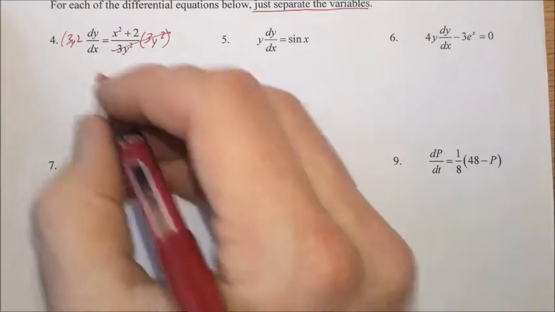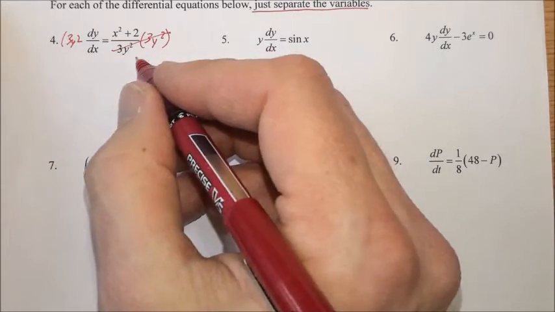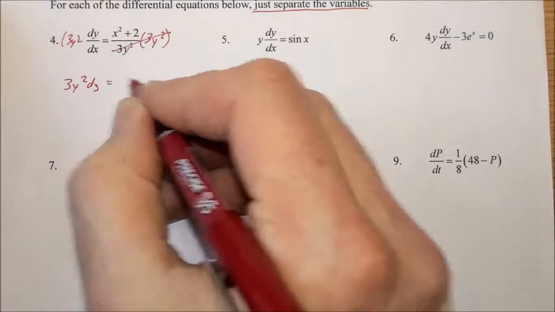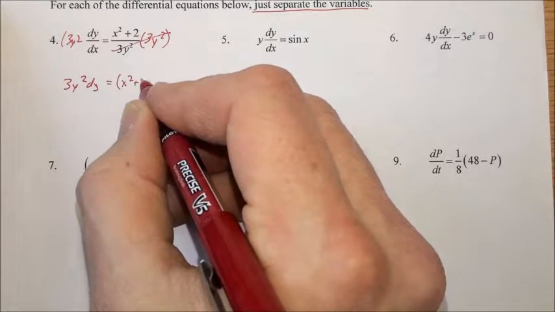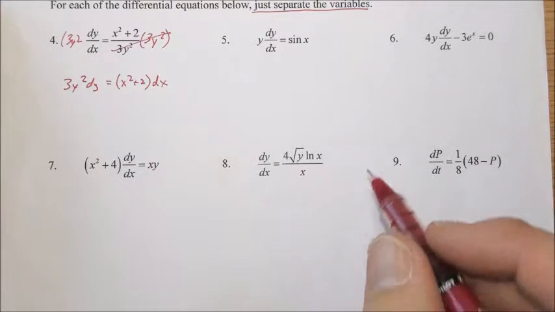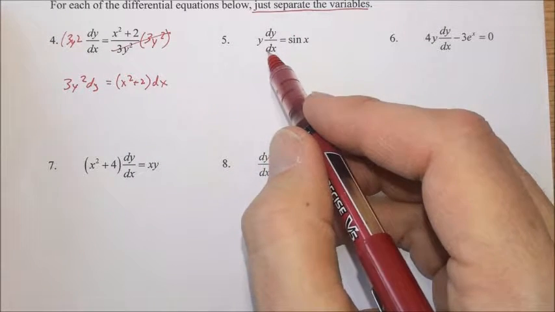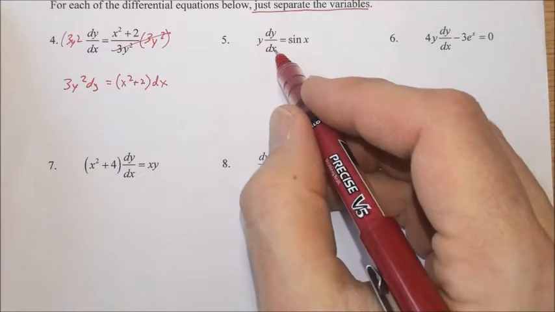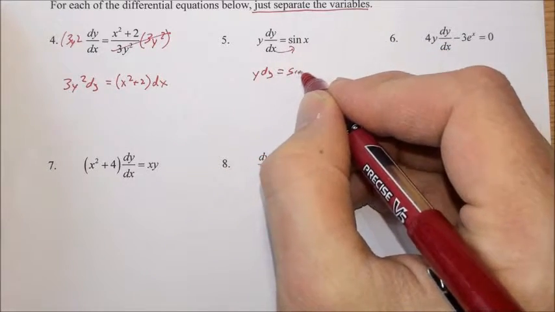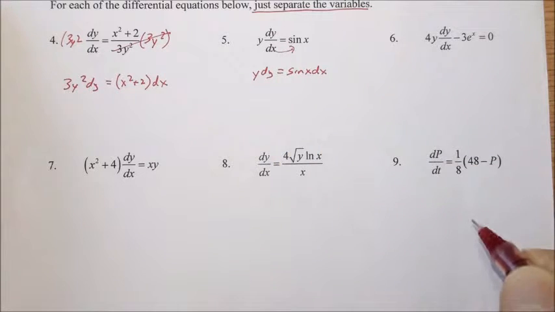Alright, we do that now, and obviously we're always going to move the dx over to the right. What we end up with is 3y squared dy is equal to x squared plus 2 times dx. And there we go, we've separated the variables. For number 5, we're almost done here. The only thing we need to do is move the dx over. So we have y dy is equal to sine x dx.